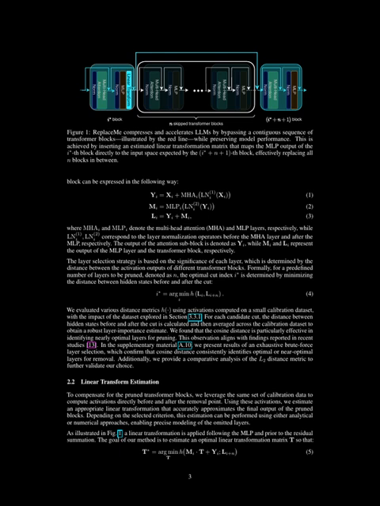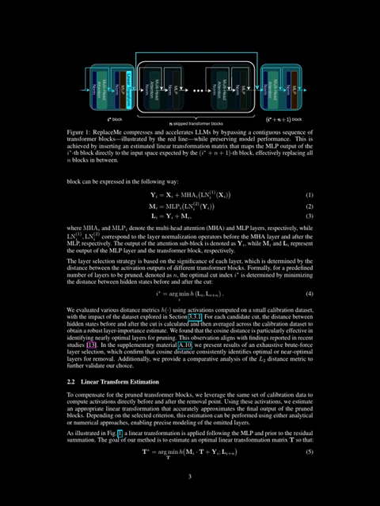Z_i equals X_i plus MHA_i of ln1_i of X_i. Y_i equals MLP_i of ln2_i of Z_i. X_{i+1} equals Y_i plus Z_i. Here MHA and MLP denote the multi-head attention and MLP layers respectively, while ln1 and ln2 correspond to the layer normalization operators for the MHA layer and after the MLP respectively. The output of the attention subblock is denoted as Z, while Y and X represent the output of the MLP layer and the transformer block respectively.